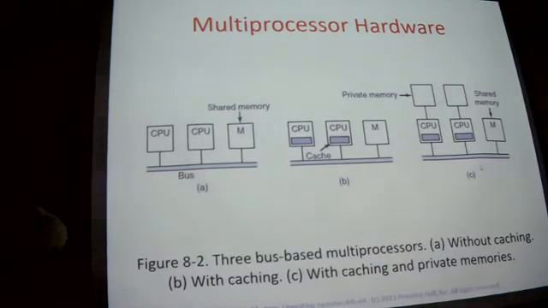In figure C, each CPU has a cache as well as private memory. So memory can store more information, more data.